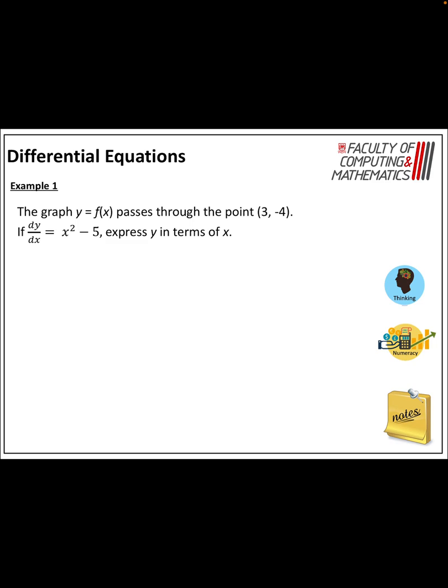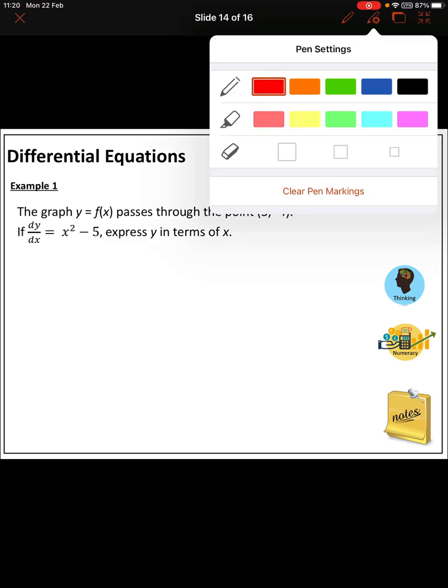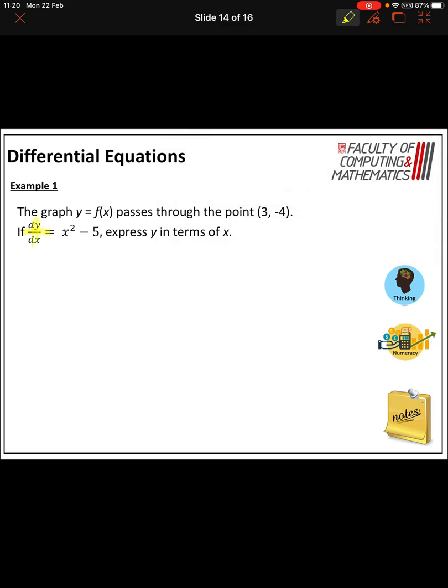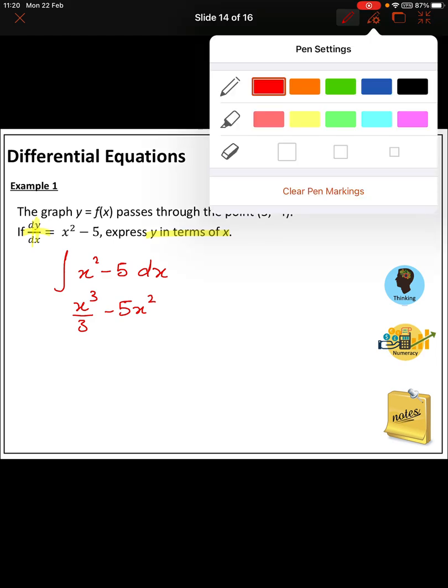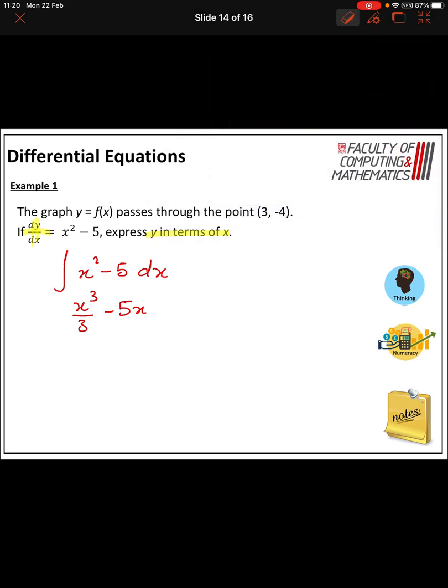Now these questions are very easy to identify, because you'll end up with a derivative at the beginning and it will say express y in terms of x. Okay, so let's have a look at it. I want to integrate it to get back, so integrate x squared minus 5 dx. So add 1 to the power, divide by the new power. Don't forget your constant, because it's an indefinite integral, and we're back to where we started with the original function y, and that's what it's saying here.